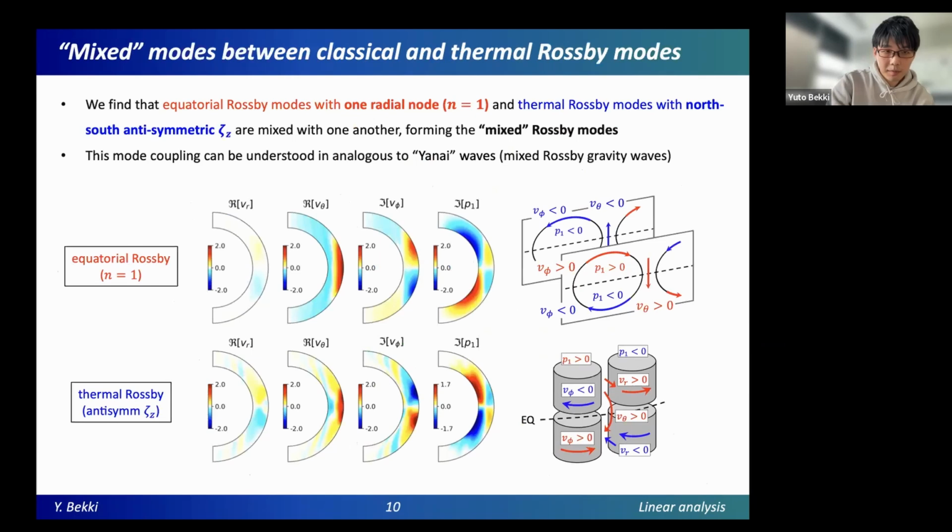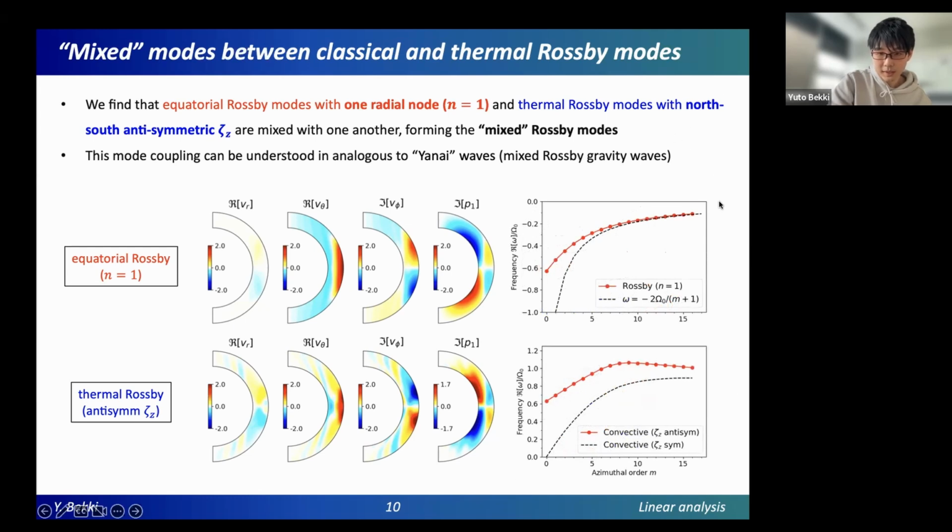So in addition to these fundamental modes, we also discovered the so-called mixed Rossby modes. Here I show the eigenfunctions of the equatorial Rossby mode with one radial node in the middle convection zone. The flow pattern can be schematically illustrated like this. And at the bottom, I also show the eigenfunctions of the thermal Rossby mode with north-south antisymmetric z vorticity. And their dispersion relations are computed like this.